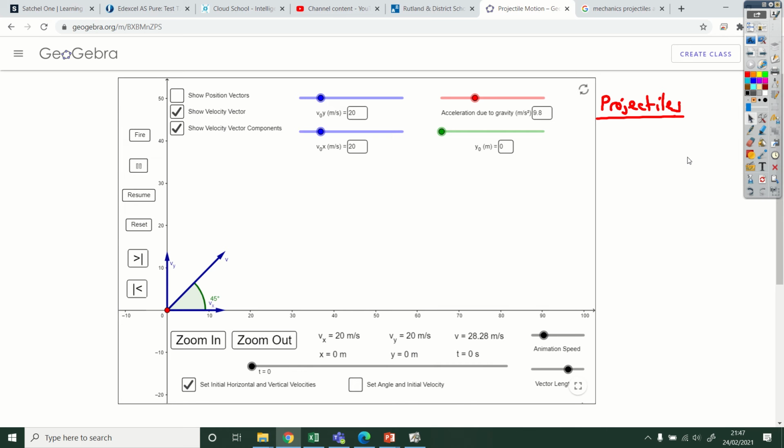It's nice and exciting. It's on projectiles. So I'm going to send you the link to this GeoGebra, which is very fun to play with. I suggest you spend hours of fun on this. I mean, who needs a PS5 when you can play about with mechanics?